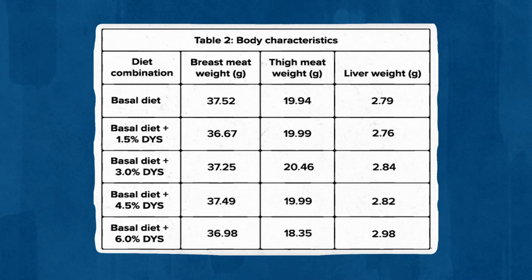Now, looking at table 2, we can see that it describes the body characteristics of different Japanese quail that were fed different combinations of diets. We see that these quail were fed either a basal diet plus 1.5% DYS, basal diet plus 3% DYS, basal diet plus 4.5% DYS, or basal diet plus 6% DYS. For each of the diets, the breast meat weight, the thigh meat weight, and the liver weight for each of the quail was measured and recorded.